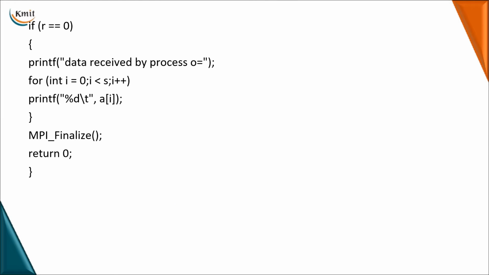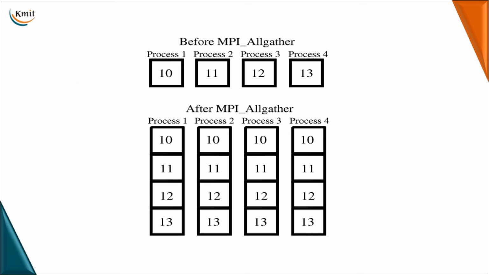When you see the execution part of it, if r is equal to 0, this is the process where you want to receive it. So the data is received by that process. How many processes will you be getting it from, by size, right? So all the values you will be printing onto the monitor.